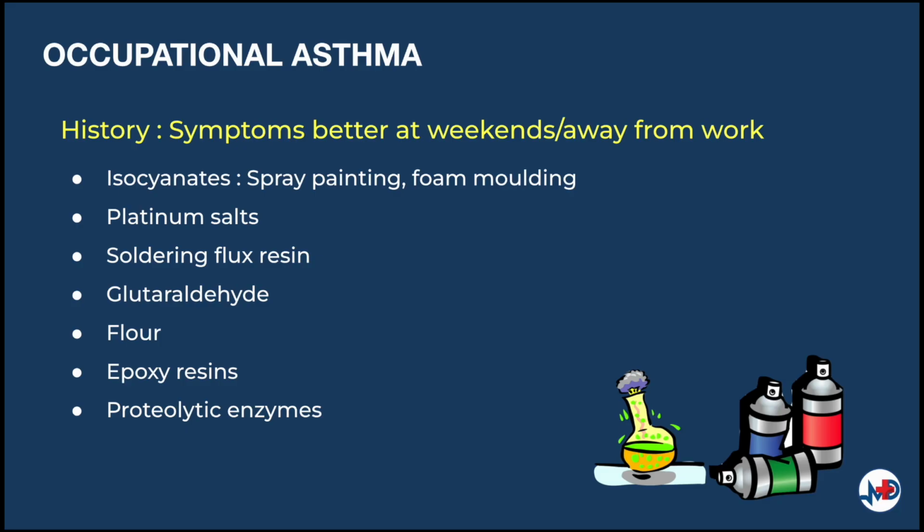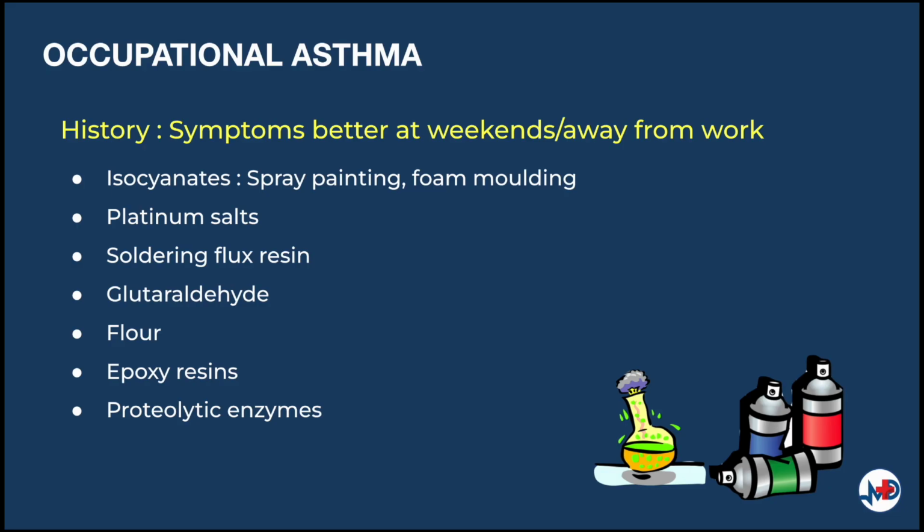Patient may either present with concerns that chemicals at work are worsening their asthma, or you may notice in the history that symptoms seem better at weekends or when away from work. Exposure to the following chemicals is associated with occupational asthma, such as isocyanates, which is the commonest cause. Example occupations are spray painting and foam molding using adhesives. Next would be platinum salts, soldering flux resin, glutaraldehyde, flour, epoxy resins, and proteolytic enzymes.